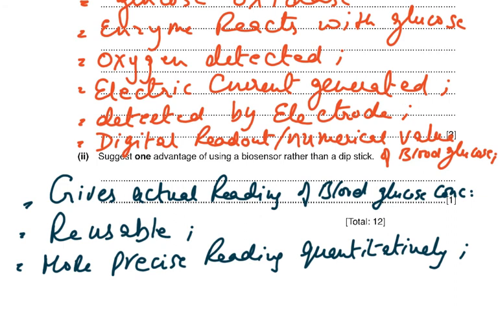There's a difference between actual or accurate, and precise. Here, the word accurate has also been used. Precise means to the last bit, it is very, very precise. So: reusable, and more precise readings quantitatively.